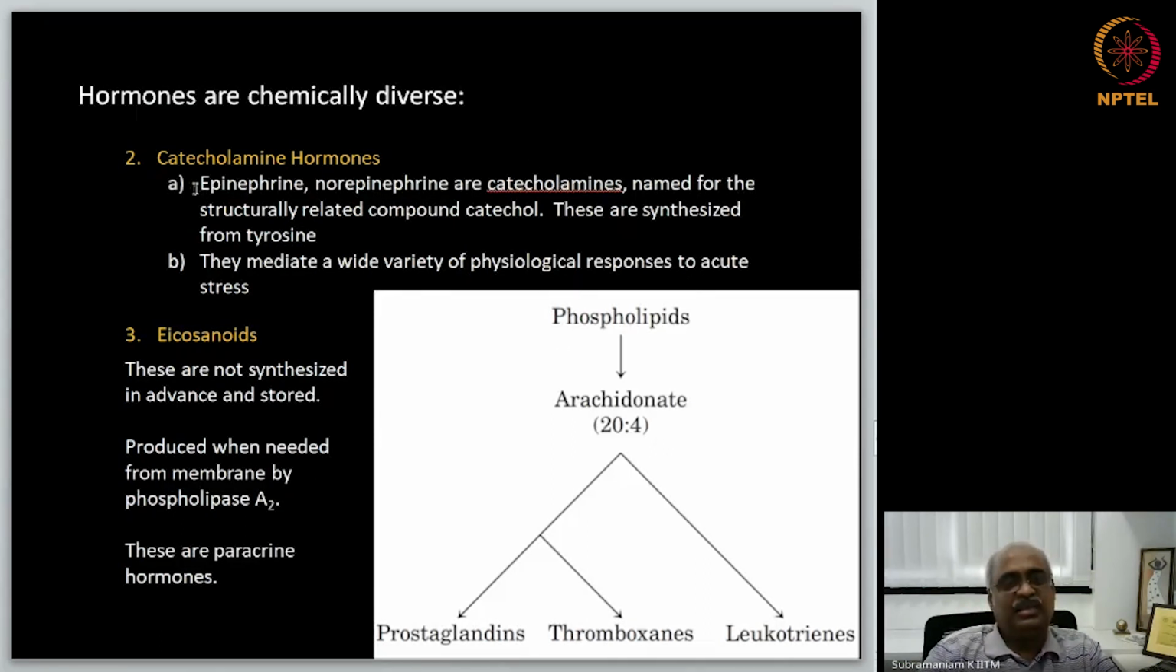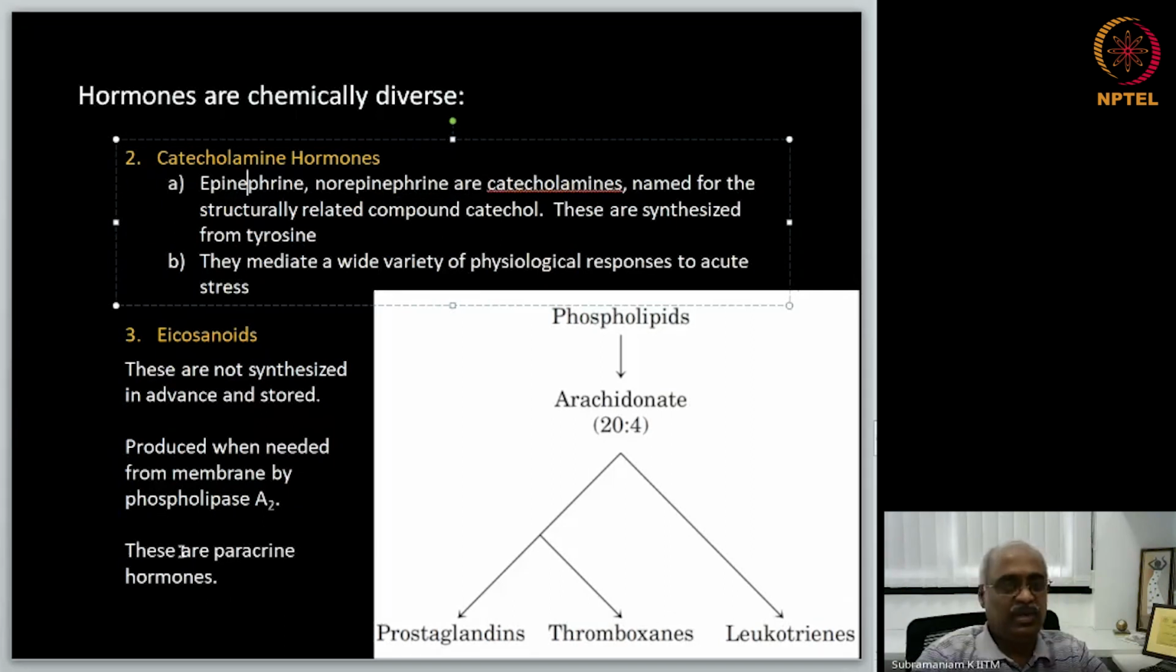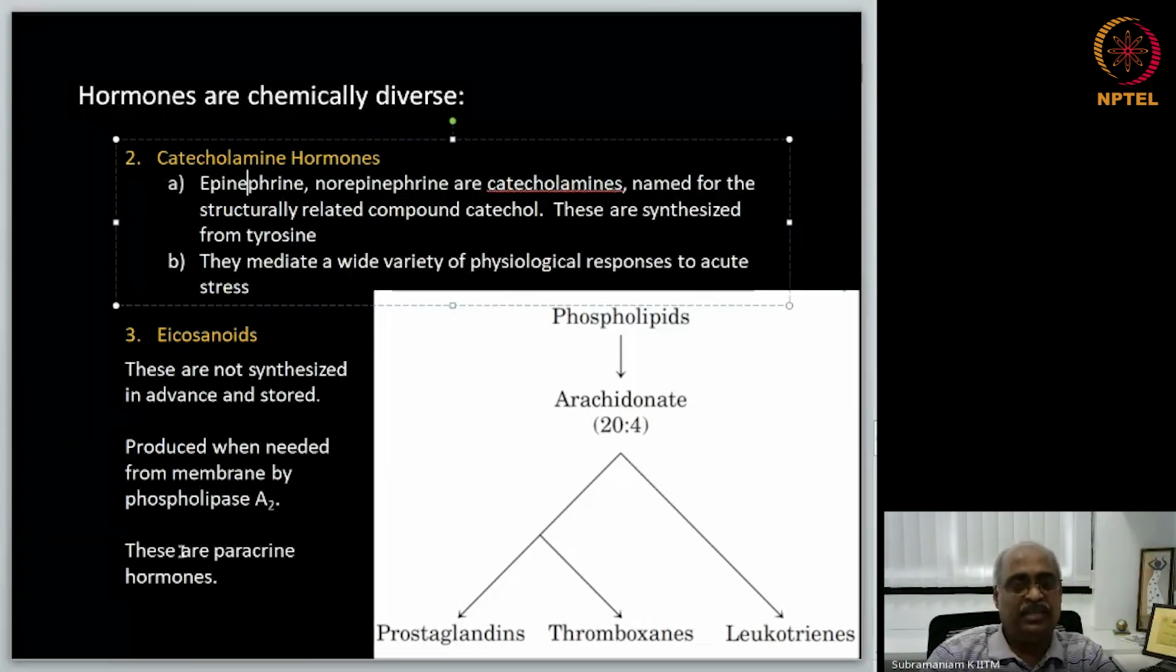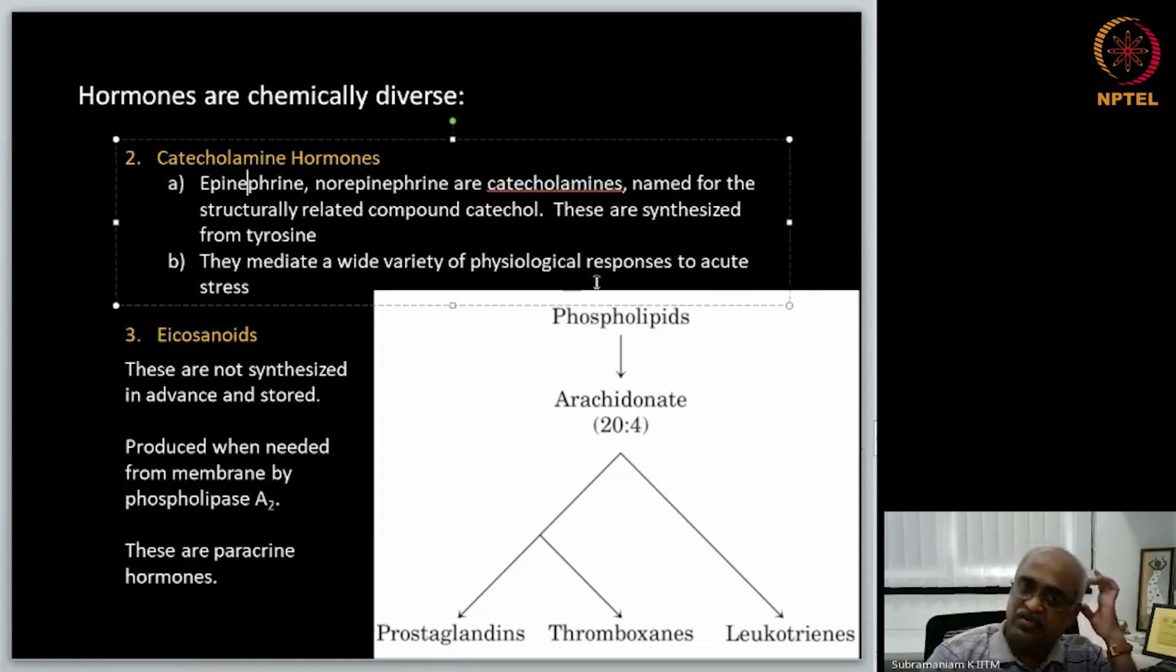So the second one is catecholamine hormones, because they have a structurally related compound catechol, and that's why they are called catecholamines. We already know them. Epinephrine we know very well, right? Just now we saw its role in glycogen metabolism. We have seen its role in fatty acid biosynthesis as well as cholesterol biosynthesis too. And these are synthesized from the amino acid tyrosine. So these are essentially modified tyrosines. And so their function is they mediate a wide variety of physiological responses to acute stress.